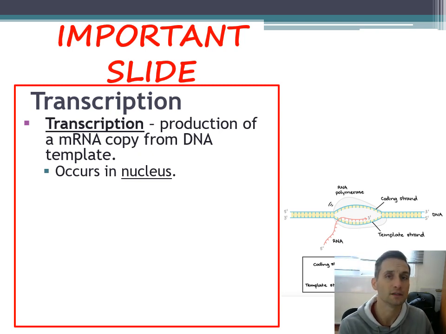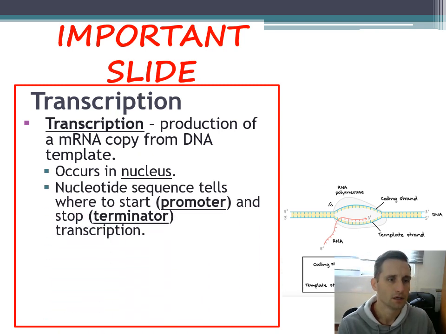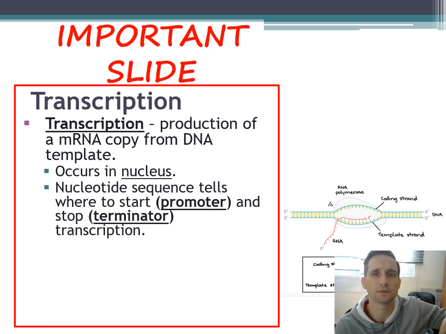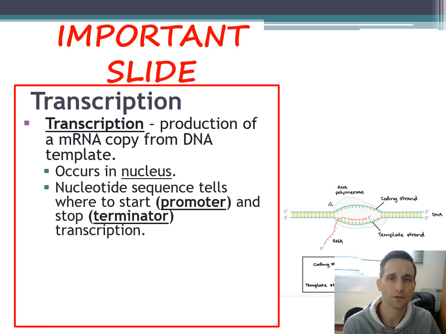So the DNA is in the nucleus. It doesn't need to leave the nucleus. There's no chance of it going out and getting damaged. It just stays in the nucleus. There's a section of DNA, it could be a couple hundred bases, that are going to say, hey, yo, we start transcription here. That's called the promoter.